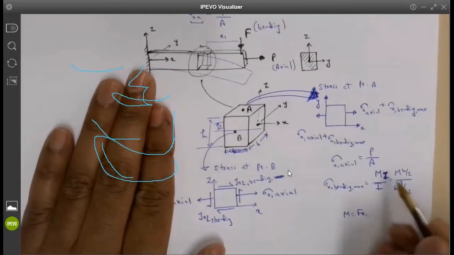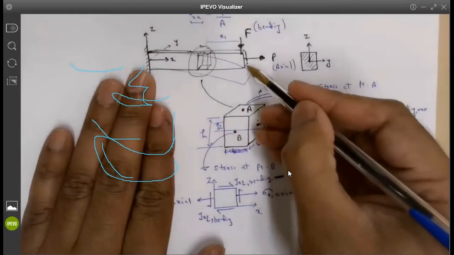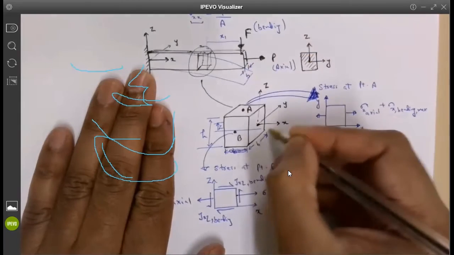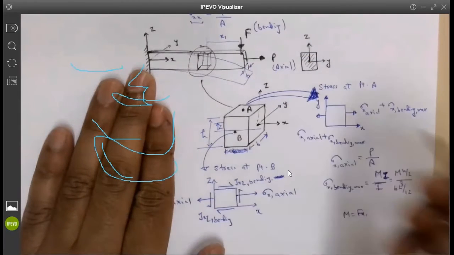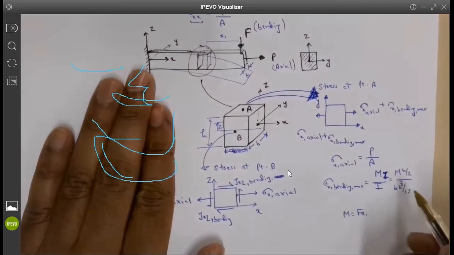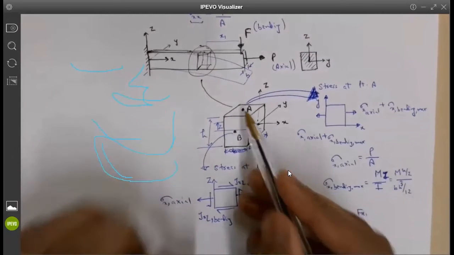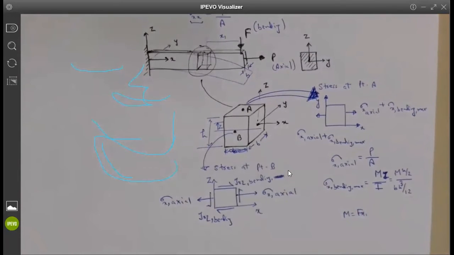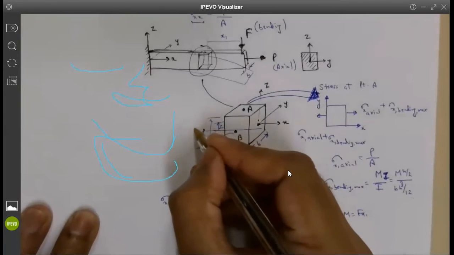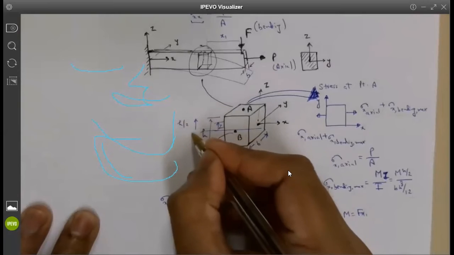And moment of inertia is bh³/12. b is the width of the beam, h³ height cubed over 12. That's what your I is. And this is your sigma x. Maximum sigma x will happen at point A. Is everybody with me so far or not? Yes, it makes sense. Why is it h over 2? It is basically the distance from the neutral axis. So the maximum is h over 2.